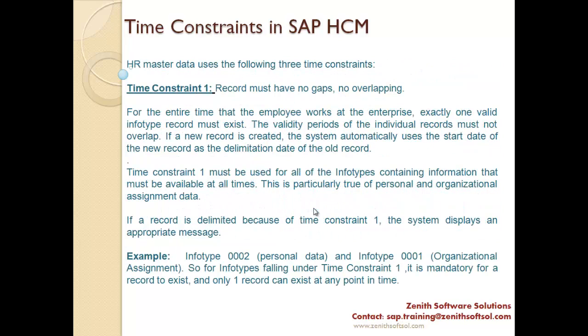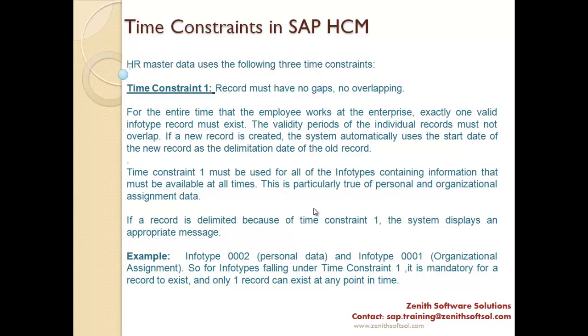So let's see what is time constant 1. HR master data uses the following three time constants. What are those? Time constant 1: records must have no gaps, no overlapping. For the entire time that the employee works at the enterprise, exactly one valid infotype record must exist. The validity periods of the individual records must not overlap. If a new record is created, the system automatically uses the start date of the new record as the delimitation date of the old record.